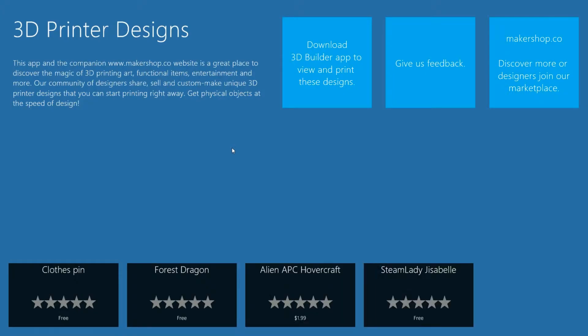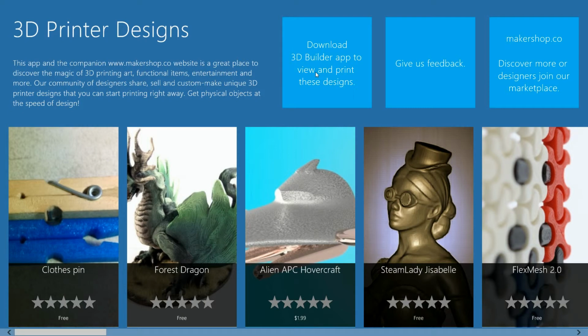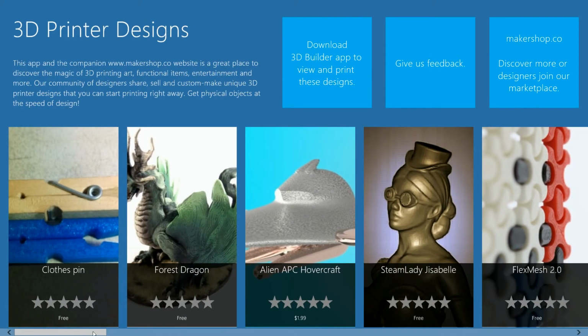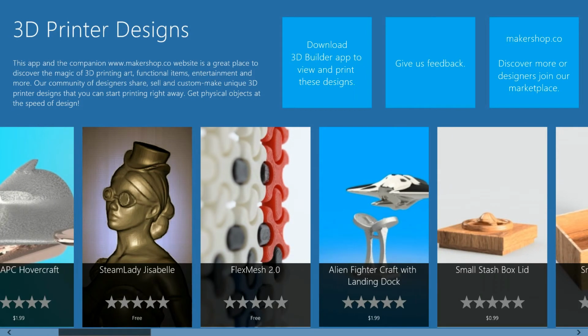So now let's look at the other program that I loaded up, which is a bunch of designs. It's called 3D Printer Designs. So we bring it up, and you see there's a bunch of designs at the bottom, and we can scroll around and take a look at those. We can look at the clothespin, for example, over here, and it's free. And you can download it, and then you can print it up, and you can have your very own self-made clothespin.